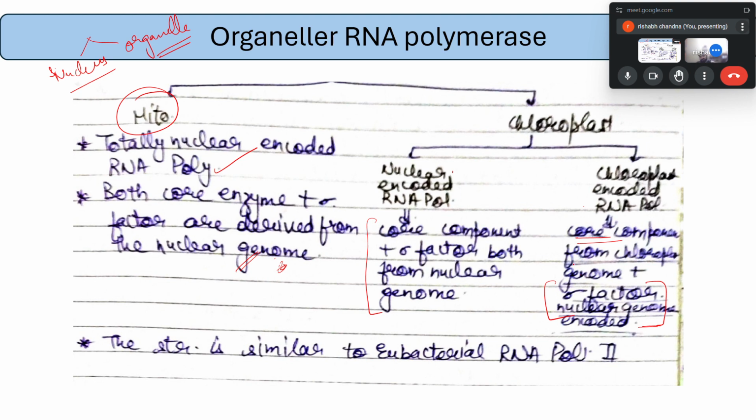Okay, and the major point is that these two, mitochondria and chloroplast, are thought to have evolved from the prokaryotic system. So this RNA polymerase is basically similar to the eubacterial RNA polymerase. That is why the sigma factor and the core enzyme have been named so. So this was about the organelle RNA polymerase and the different RNA polymerases present in the eukaryotic system.